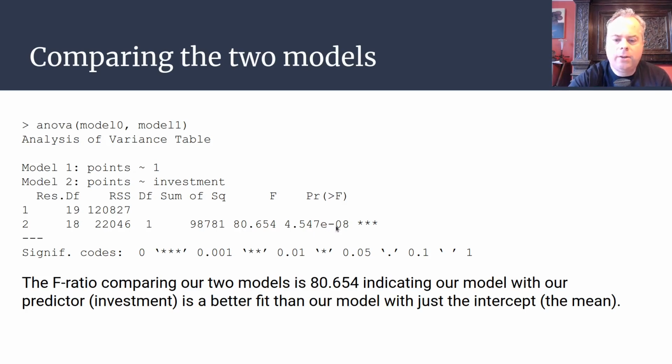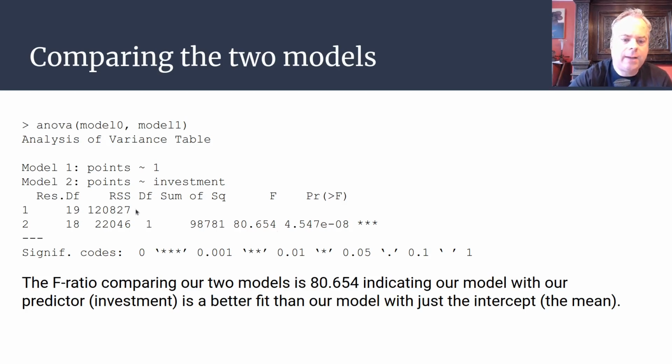So this notation here means that we move the decimal point 8 places to the left, so it's going to be like 0.00000 whatever, 45457. A minuscule p-value, a massive F value, and that's basically telling us that the model where we have investment as a predictor is a much better model than the model where we just have the intercept, or the mean, as our predictor.